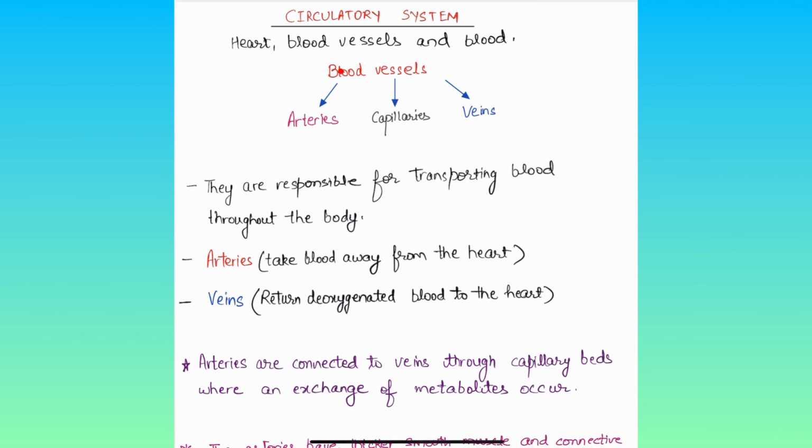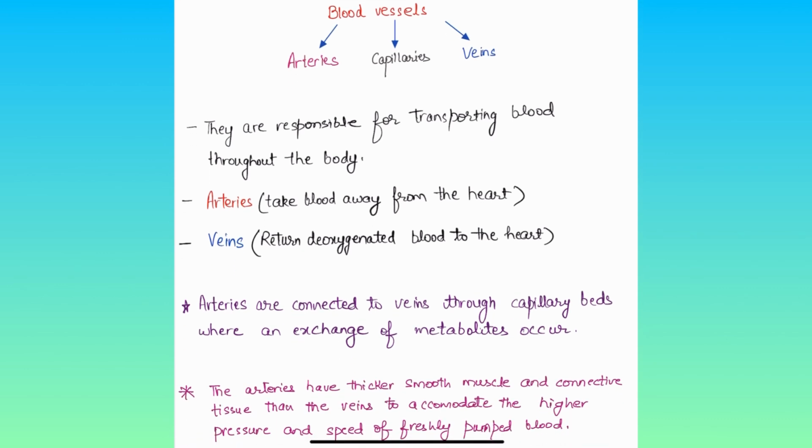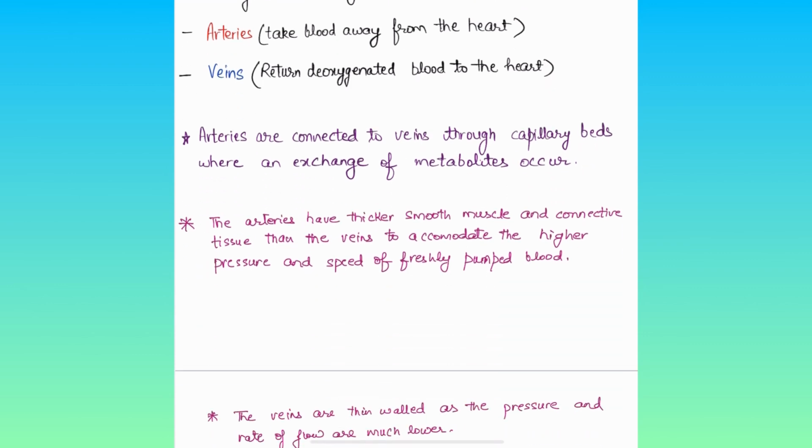So blood vessels, as we know, are of three types: arteries, which are red in color, capillaries and veins, which are blue. Arteries are red because they carry oxygenated blood, and veins are blue because they carry deoxygenated blood. They are responsible for transporting blood throughout the body. Arteries take blood away from the heart and veins return deoxygenated blood to the heart. Arteries are connected to veins through capillary beds where an exchange of metabolites occurs.